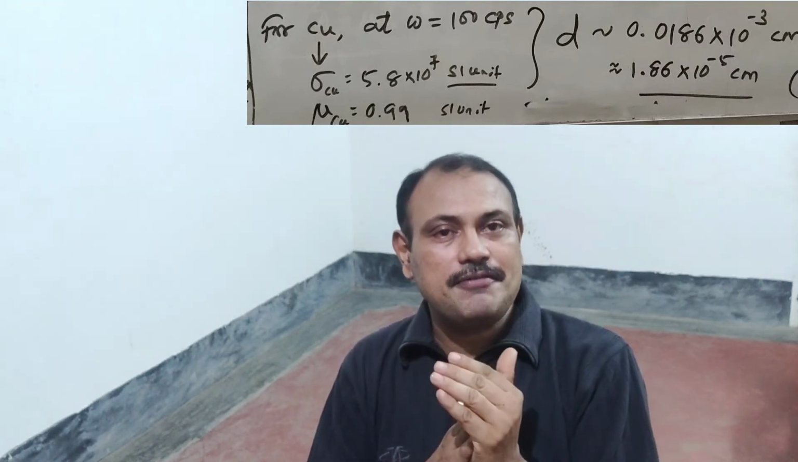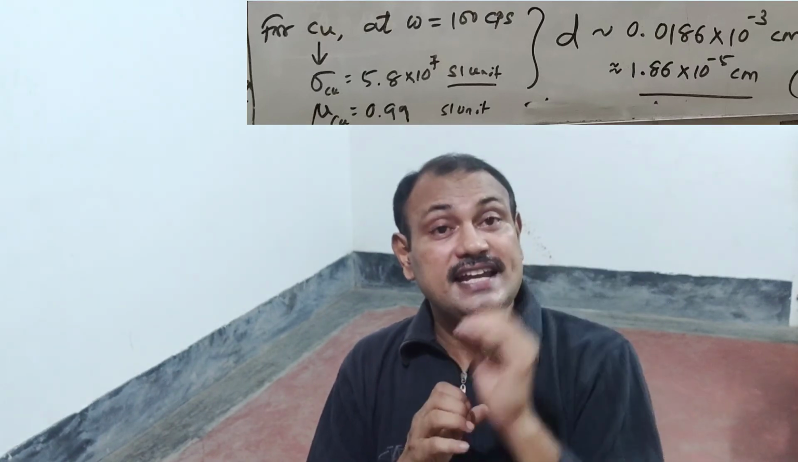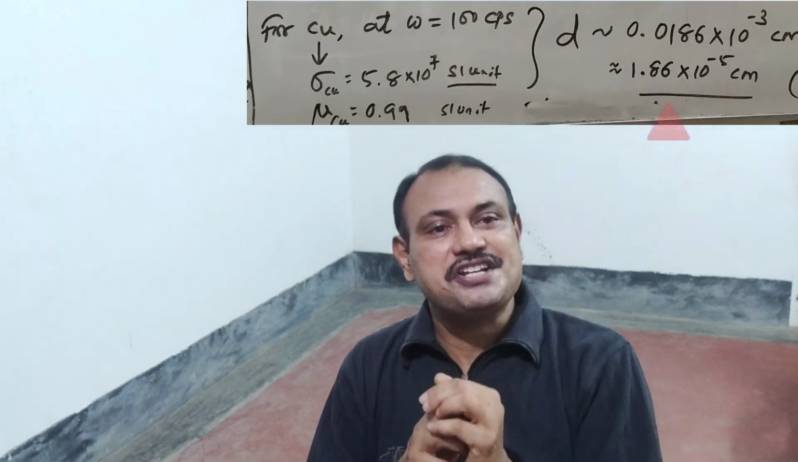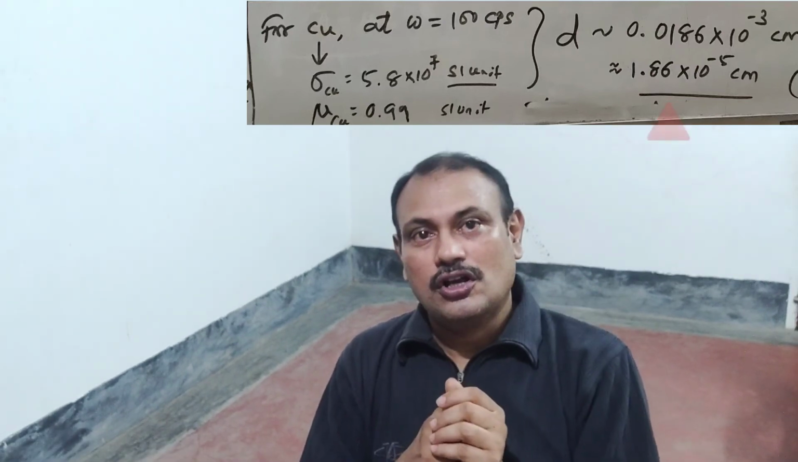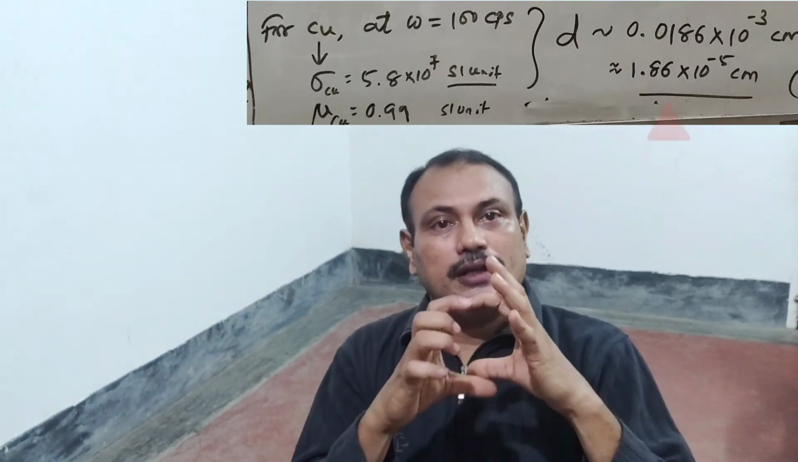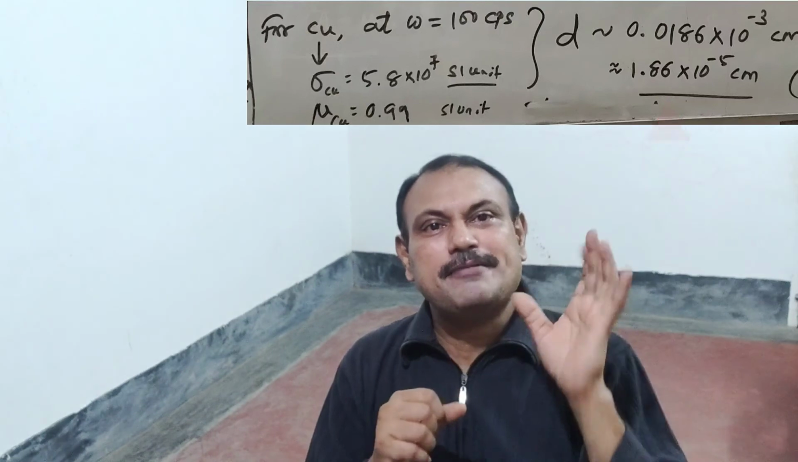If you substitute these three values, that is omega equal to 100, sigma of copper and mu of copper, the skin depth comes nearly equal to 1.86 into 10 to the power minus 5 centimeter, which is exceedingly small. So if you pick up a conductor, the depth to which the electromagnetic wave will penetrate is very small. That is why current is generally a surface phenomenon, because the penetration depth is exceedingly small. Of course, the skin depth is frequently used as the term penetration depth. We will discuss more about this and related problems in our subsequent class. Thank you.